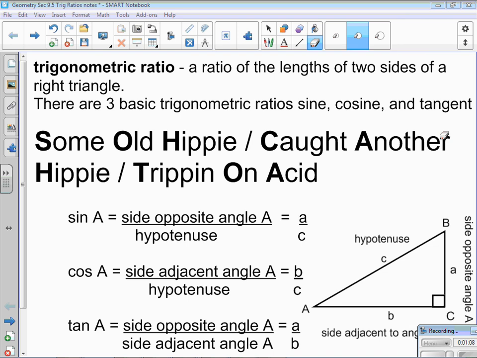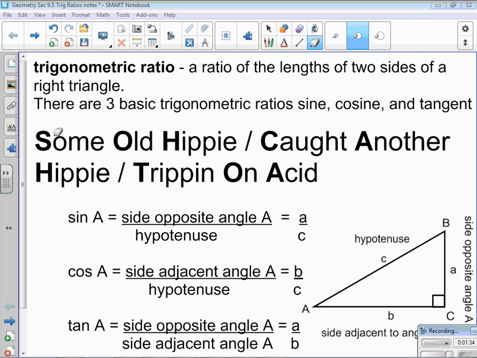All right, so I've got an acronym there. Some old hippie caught another hippie tripping on acid. Slightly inappropriate, just enough hopefully to stick in your brains. All right. So, the first letter of each word is there to help you remember our trigonometric ratios.